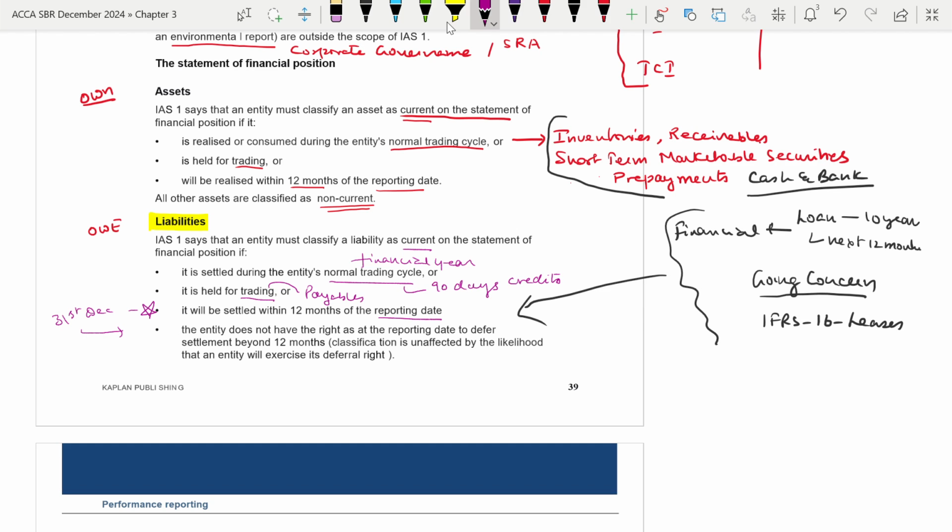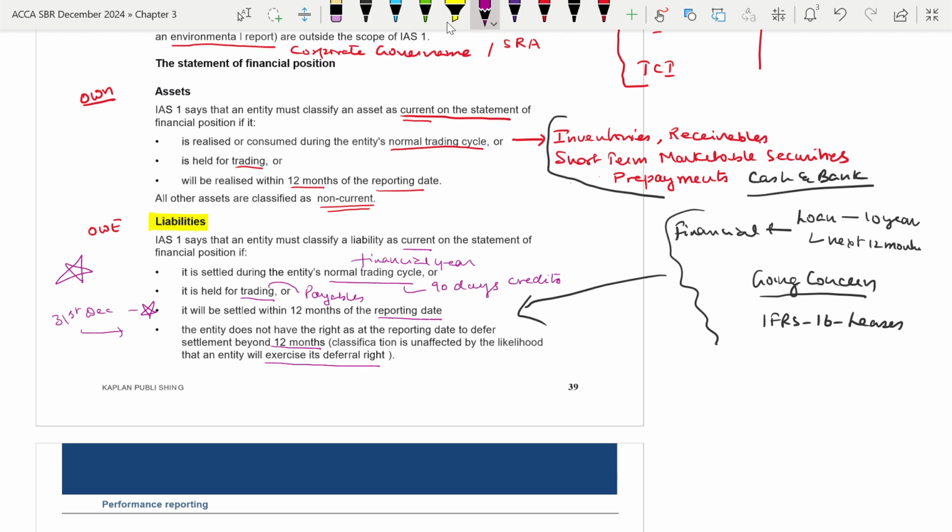The entity does not have the right at the reporting date to defer beyond 12 months. You don't have any other option to defer it; you have to settle within 12 months. Classification is unaffected by whether the entity has a deferral right. We have to be very specific, very minute. When we are doing the calculations, we have to identify how much is current asset and non-current asset, and how much is current liability and non-current liability.